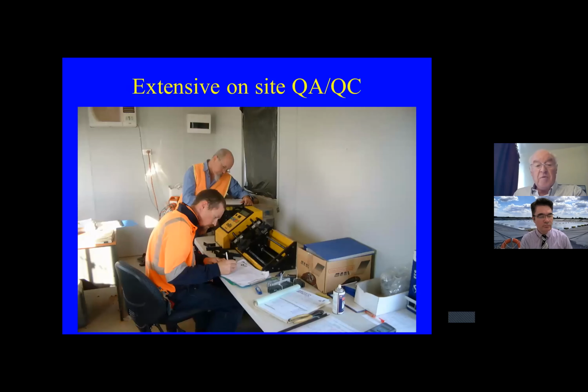In this picture, in the foreground is the contractor's QA/QC manager, and behind him is Keith Milne, who was the independent QA/QC supervisor. And I have taken this picture. I was there as well as overall supervisor of the QA/QC system. So we had a triple level of QA/QC on this very important site.